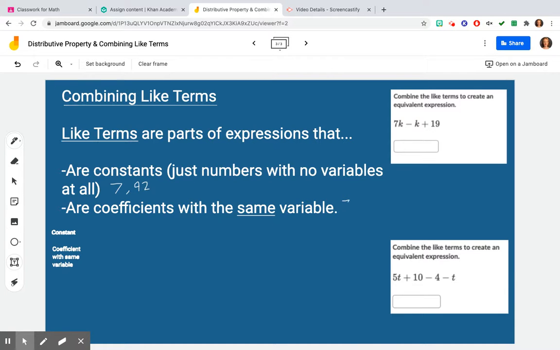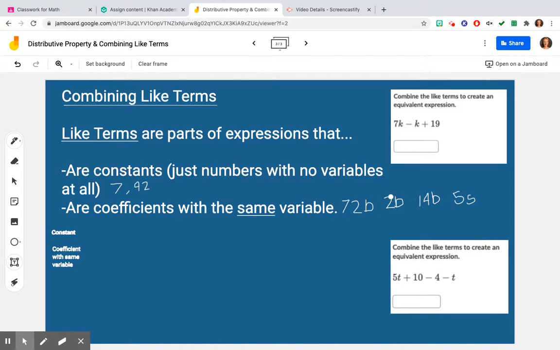So like 72b and 1 or 2b. Those are different coefficients, 72 and 2, but what's important is they have the same variable. Even 14b would be a like term with 72b and 2b, but not 5s, because s is a different variable. It's not a like term with 72b, 2b, and 14b.